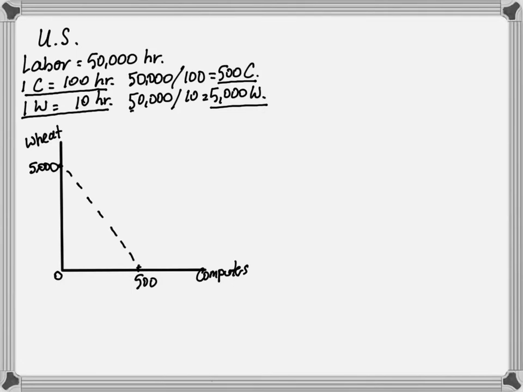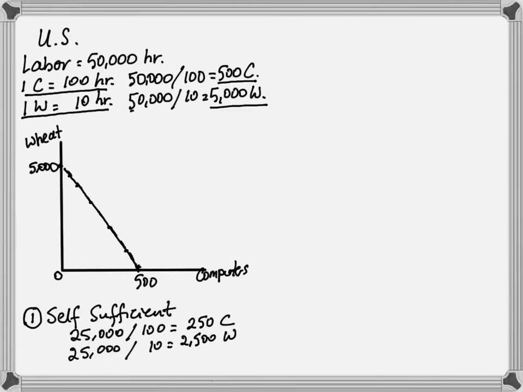For simplicity, we're just assuming that it is just a straight line, so we're not making it bowed out, to make the case simple. So I'm just going to put this straight line between these two points. So using all 50,000 labor hours, the United States can produce any combination of these two goods which are on the production possibilities curve. So this is the country's production possibilities.